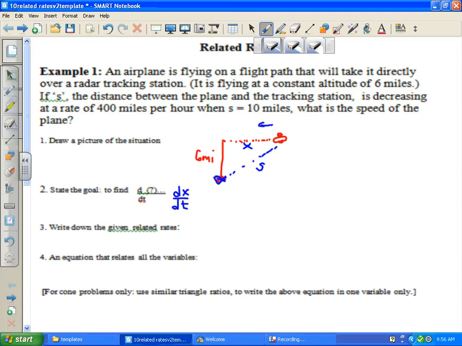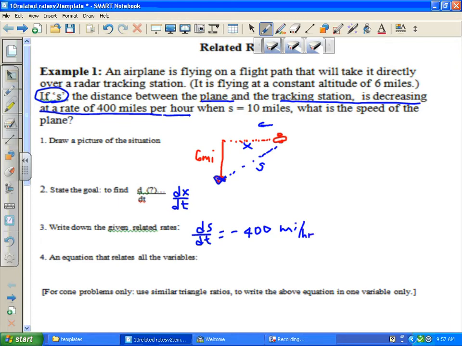So for example, they said that the distance s, which is the distance between the plane and the tracking station, is decreasing at a rate of 400 miles per hour. How could I write that down as a derivative? The rate of change of distance s is decreasing at 400 miles per hour. So what should I write? ds dt. Good. Somebody even thought about the negative one. It is negative because that distance is decreasing, right? So we're going to put negative 400, and the units are miles per hour.